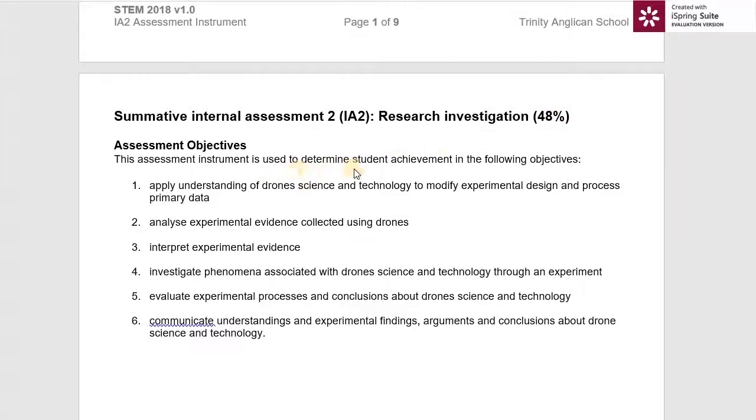The assessment instrument is used to determine student achievement in the following objectives: apply an understanding of drone science and technology to modify experimental design and process primary data. Number 2, analyze experimental evidence collected using drones. Number 3, interpret experimental evidence. Number 4, investigate phenomenon associated with drone science and technology through an experiment. Number 5, evaluate experimental processes and draw conclusions about drone science and technology. And number 6, communicate these understandings and experimental findings, arguments and conclusions regarding drone science and technology.